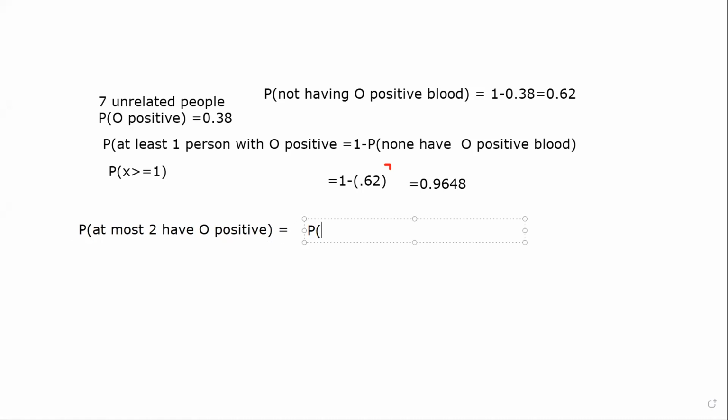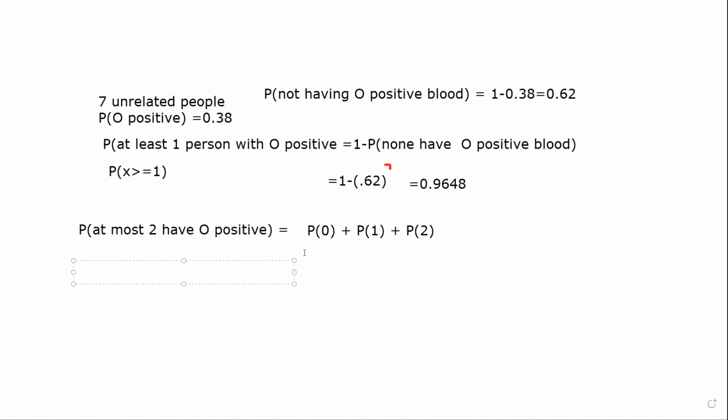So we have the probability of zero. Okay. Plus the probability of one. Plus the probability of two. Because at most two have O positive blood. So now, what does this imply? Well, we already know what zero would be. Zero means that all seven don't have O positive blood.